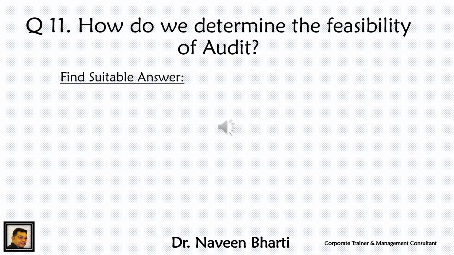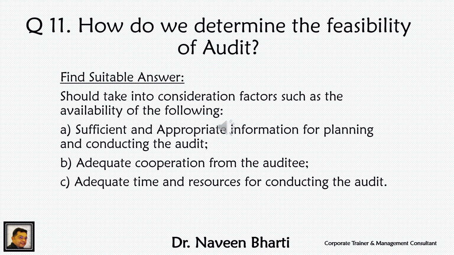How do we determine the feasibility of audit? The feasibility decision should take into consideration: once we get the sufficient and appropriate information for planning and conducting the audit, we determine that yes, audit is feasible. Once we get adequate cooperation from the auditee, we determine that yes, audit is feasible, and we get adequate time and resources for conducting the audit, we determine that yes, audit is feasible.